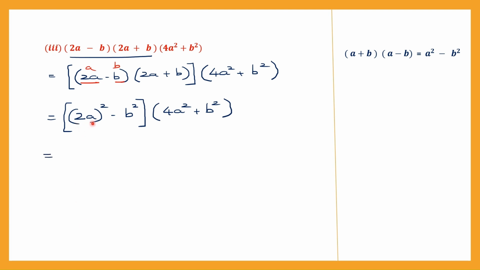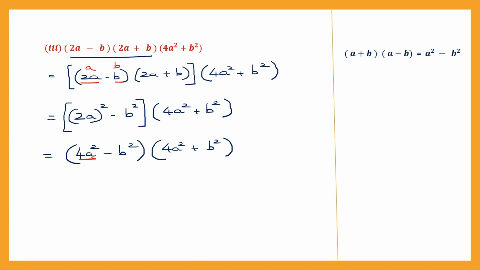Here it is, 2a the whole square. That means 2 into 2 is 4. So we have 4a square minus b square. So 4a square minus b square, and the next binomial is 4a square plus b square. So again we have got it in this format here. So our answer will be a square minus b square.